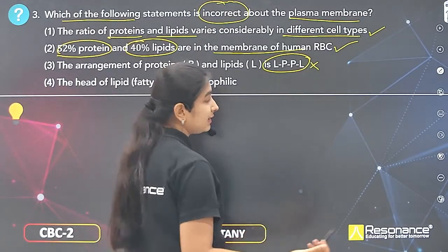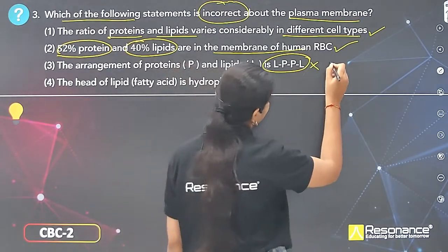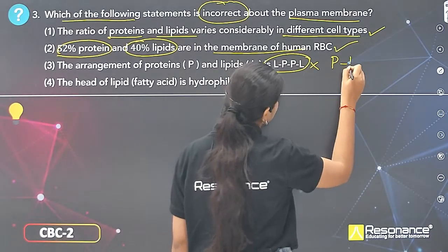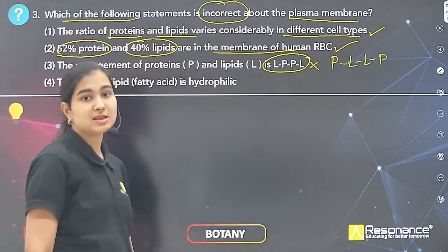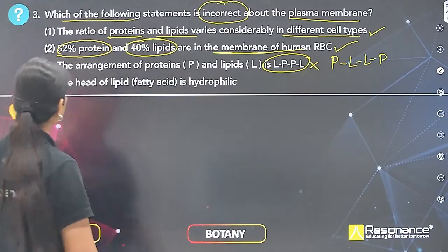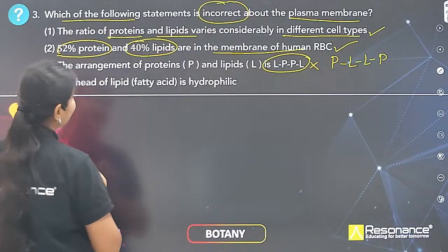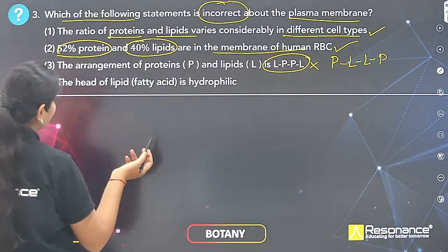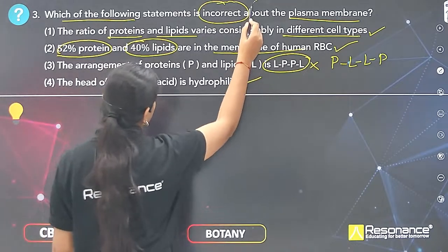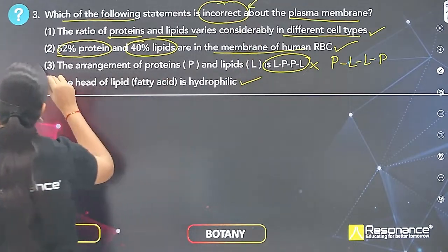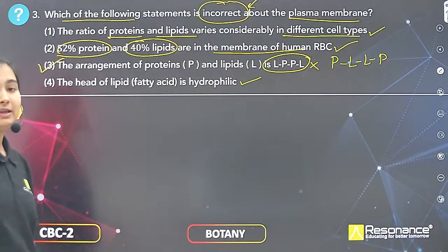Now what is the correct sequence then? The correct sequence should be protein, lipid, lipid and protein. This is the correct sequence and the earlier sequence is not correct. Next, the head of the lipid is hydrophilic. Yes, the head is hydrophilic and the tail is hydrophobic. This is also correct. But in the question they are asking for the incorrect one. So option number 3 would be the correct one.